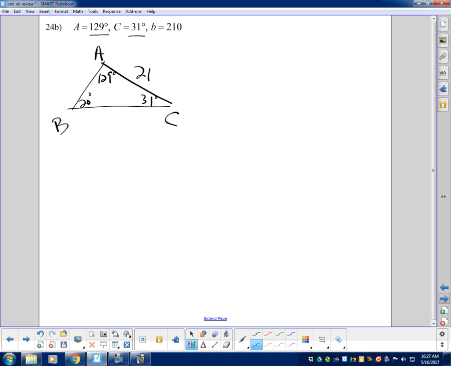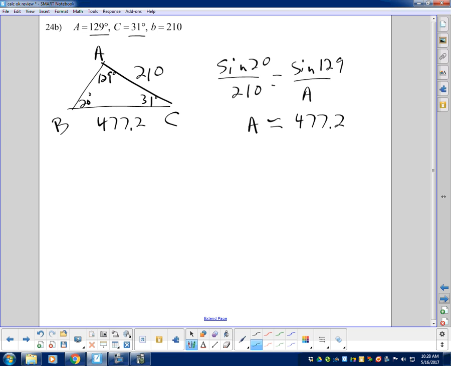Side B is 210. So I'm going to use law of sines here. Sine of 20 over 210, and then your choice, you get sine of 129 over A, cross multiply and solve, you get A is about equal to 477.2.